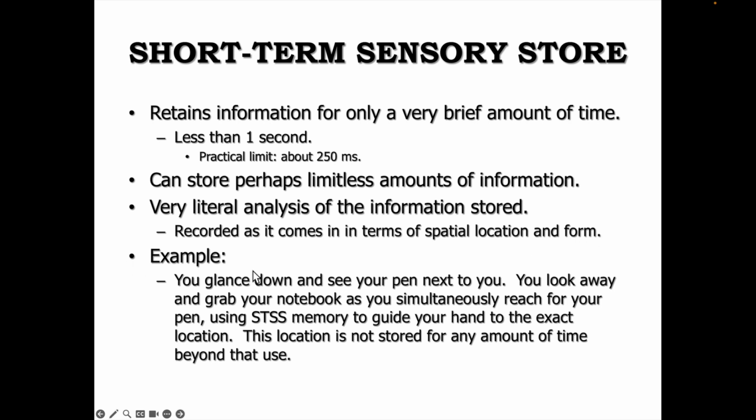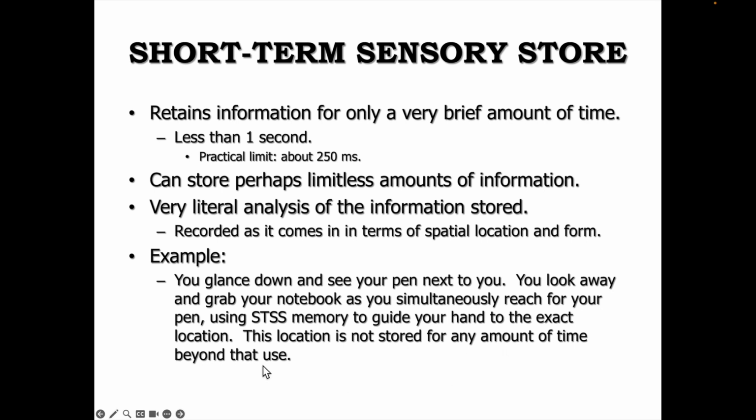Here's one example of storing memory in the short-term sensory store. If you're at a desk and you see your pen next to you, you look away to grab your notebook, and at the same time as you're going to grab your notebook, you simultaneously reach for that pen that you have just seen next to you. You use your short-term sensory memory storage space to guide your hand to the exact location. This location is not stored for any amount of time beyond that particular use.